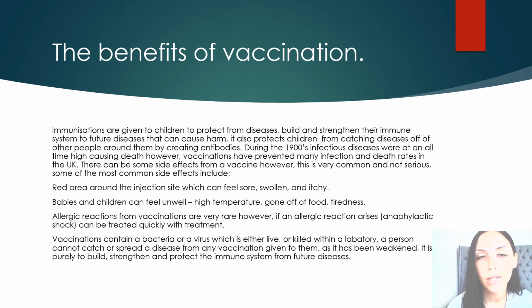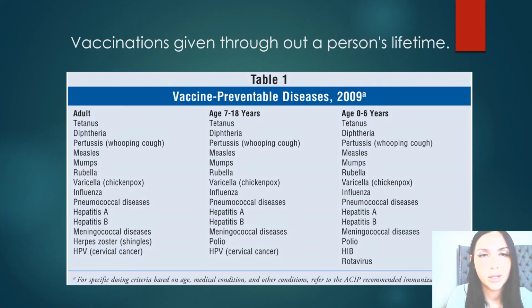treatment. Vaccinations contain a bacteria or a virus which is either live or killed within a laboratory. A person cannot catch or spread a disease from any vaccination given to them, as it has been weakened, and it is purely to build, strengthen and protect the immune system from future diseases. So here we have vaccinations given throughout a person's lifetime. We have a little table, from childhood up until adult age.